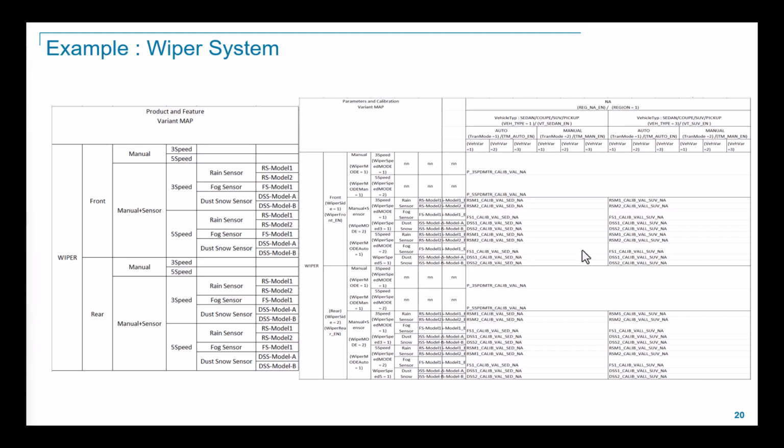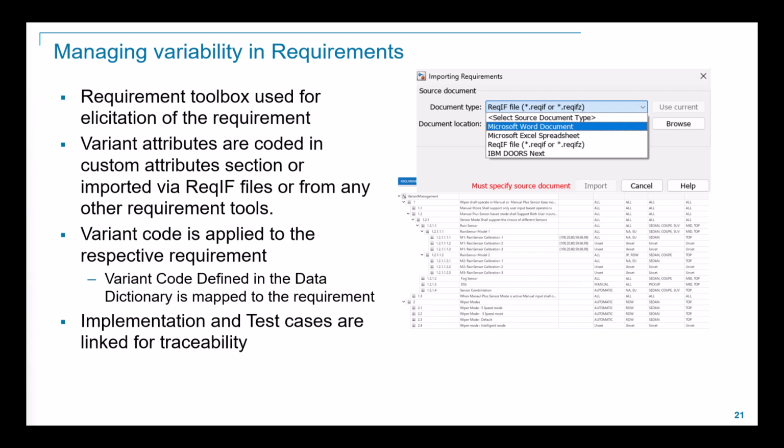This demo covers how these different requirements or variations can be handled using Requirements Toolbox, Simulink Data Dictionary, and System Composer for architecture, Simulink and Stateflow for implementation, and verification and validation toolboxes. To manage variability in requirements, Requirements Toolbox is used. Variant attributes are coded in the custom attribute section or imported via ReqIF files or from any other requirement tools. Variant code is applied to the respective requirement. Variant code defined in the data dictionary is mapped to the requirement. Implementation and test cases are linked for traceability in the Requirements Toolbox.